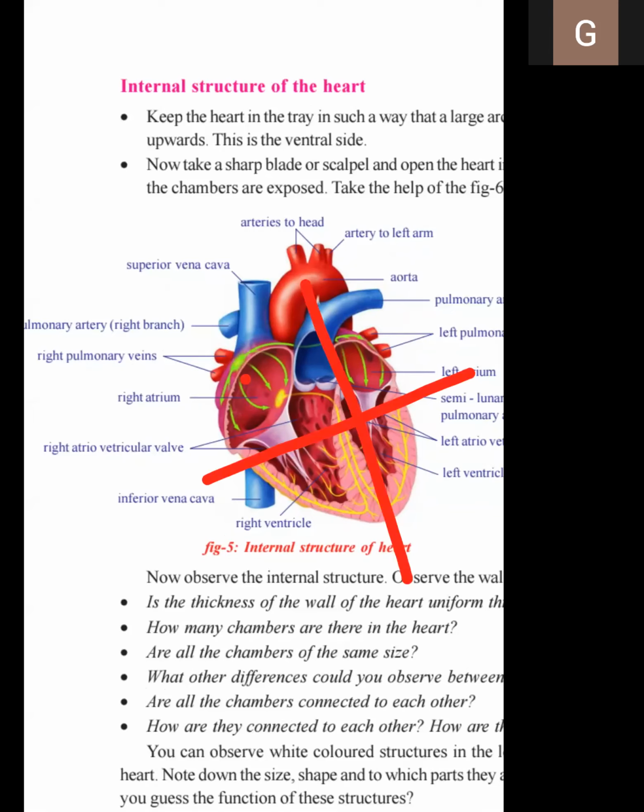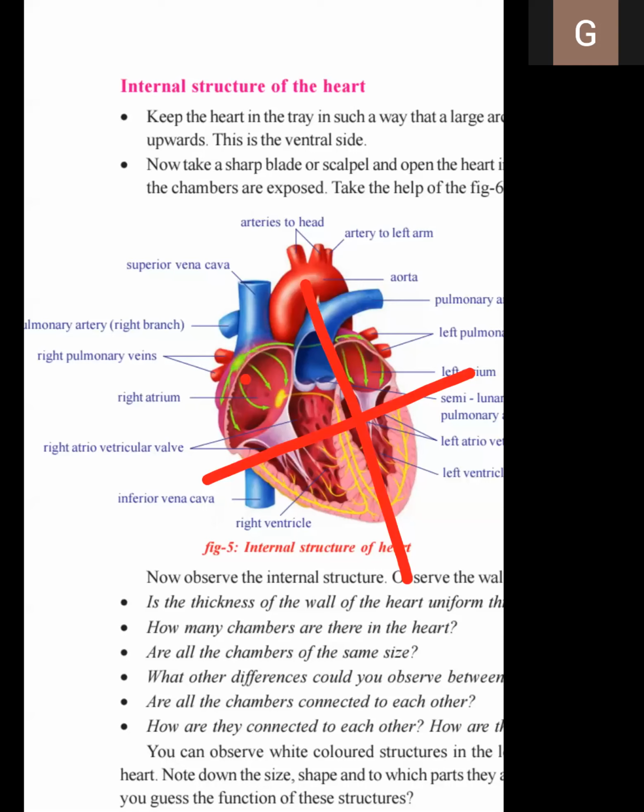Here the right side has two chambers, and the other two chambers are on the left side. Anterior means upper part. On the right, the anterior has the right atrium and the posterior has the right ventricle. On the left, the anterior has the left atrium and the posterior has the left ventricle.